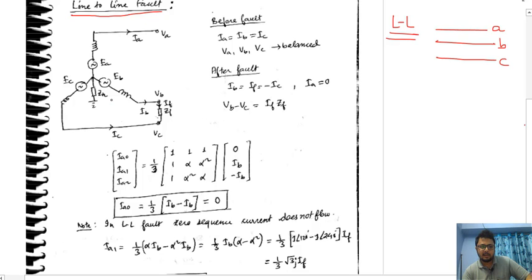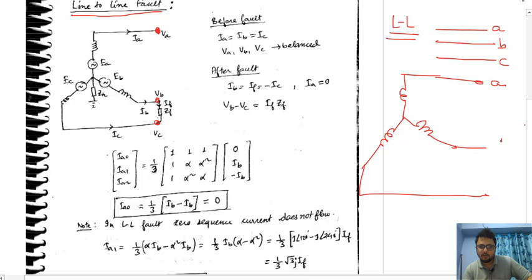Consider this diagram of a double line fault. This is phase A, this is phase B, and this is phase C. The three lines have three impedances. This is the neutral. Now say a fault occurs between B and C. Let us consider a fault occurring between B and C.